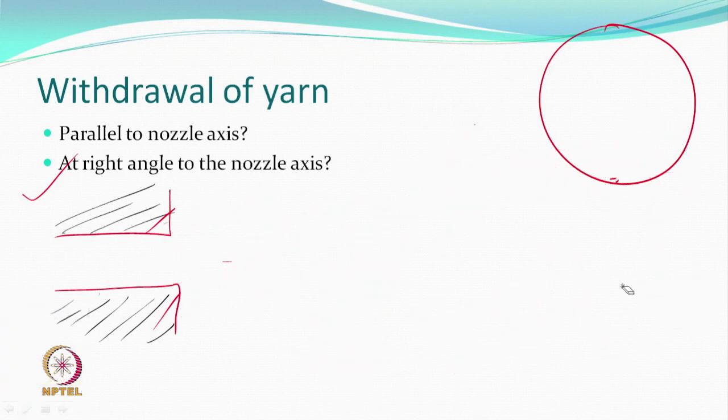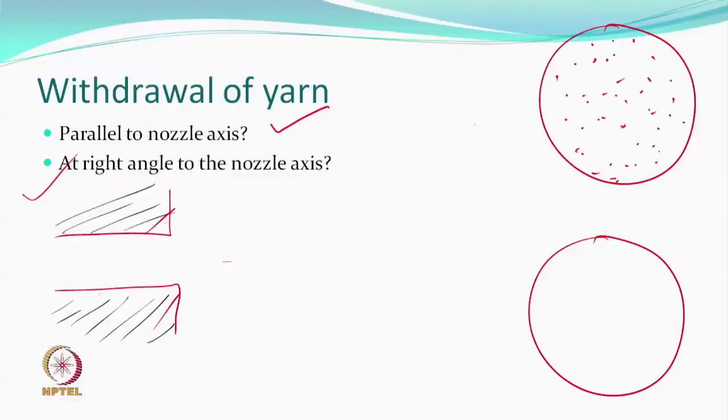So, if we are withdrawing parallel to the nozzle axis, and if you look at the cross section of a jet, then you find all the filaments have an equal probability of being found in the cross section of the jet without any bias. Of course, they will be changing their positions and migrating, but at any given point of time every part of the cross section is approximately filled up with some filament or the other, right?